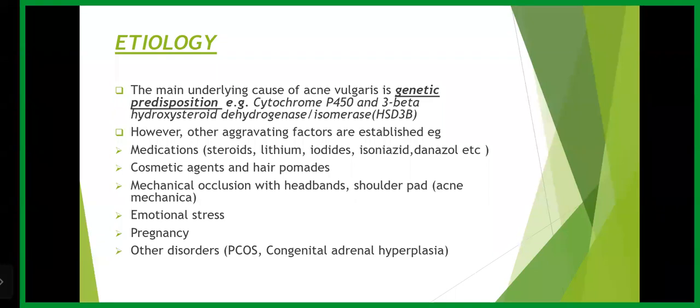We also have other systemic disorders such as polycystic ovarian syndrome, which is a syndrome of hirsutism, acne, oligomenorrhea, among others. And then congenital adrenal hyperplasia. So sometimes acne is a part of the whole syndrome, so it doesn't stand alone. We have to take notice of that. All right.